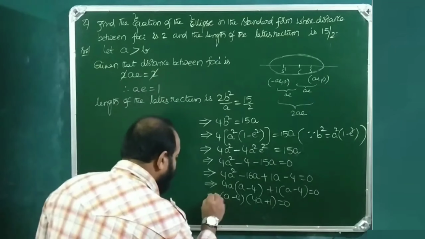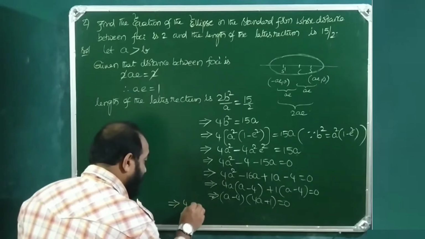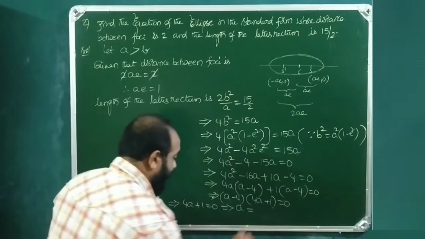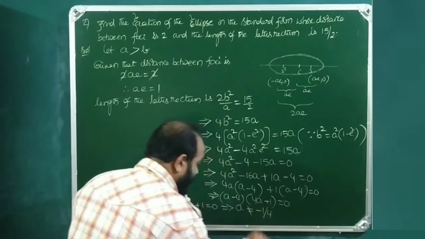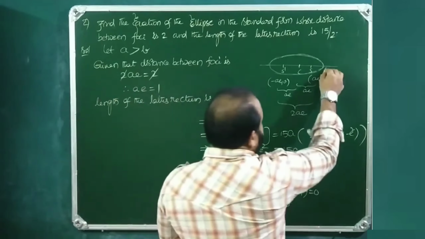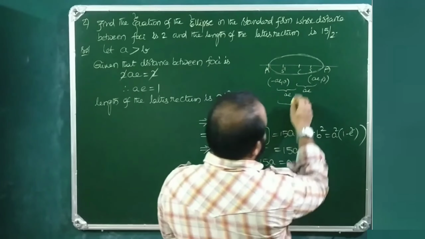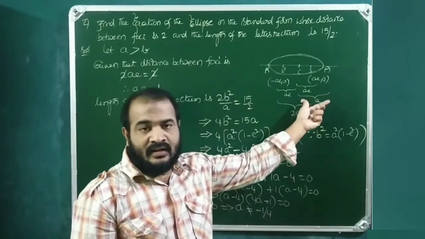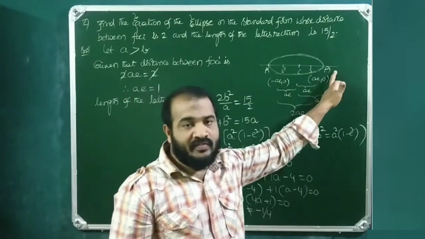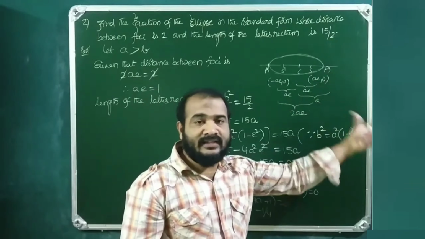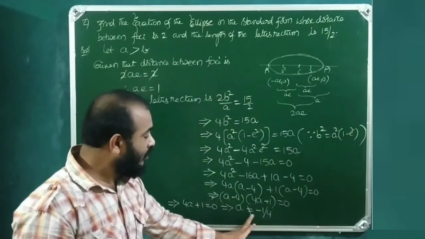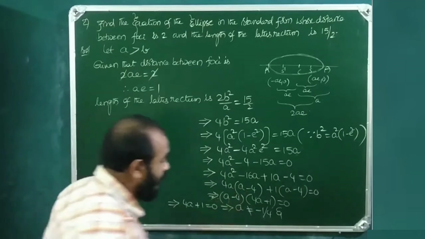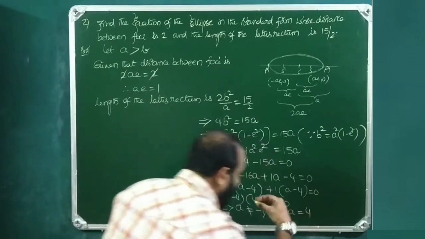So 4a plus 1 equals to 0. From this, a is equals to minus 1 by 4. But since a is, this is A, this is A dash. So this A is the distance between the center to one of the vertex. Length is always positive, but here it is negative, so it is not accepted. And a minus 4 equals to 0, therefore a equals to 4.